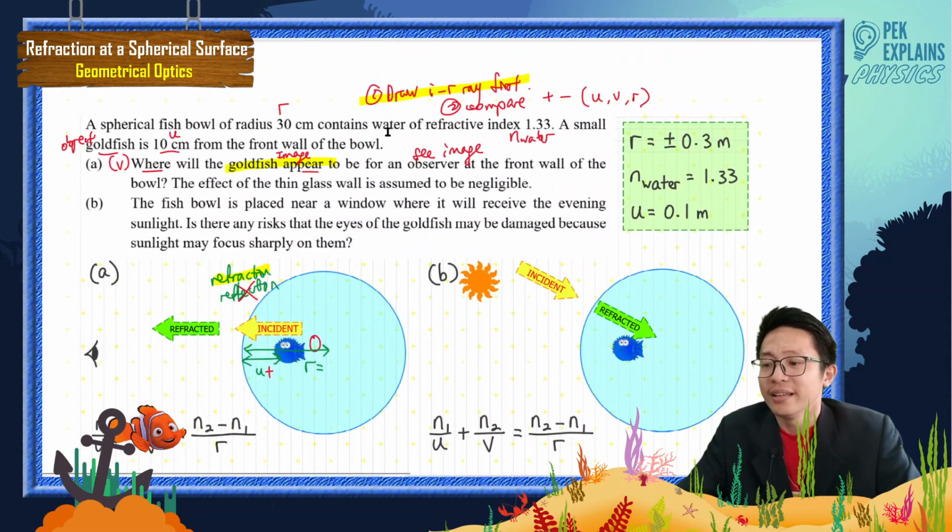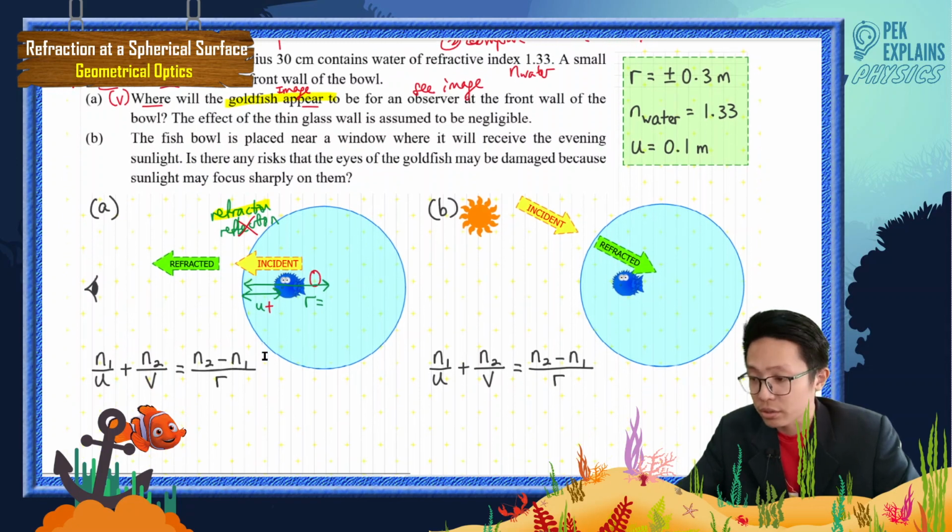Do you see that? Our first step must always be to draw the incident ray and the refracted ray first. You must first draw this, then only can you compare to determine whether the radius is positive or negative. If you don't draw the incident ray and refracted ray, you have nothing to compare. So my radius here is opposite to the refracted ray. This radius is opposite to the refracted ray, so it is negative. My radius here is negative 0.3.